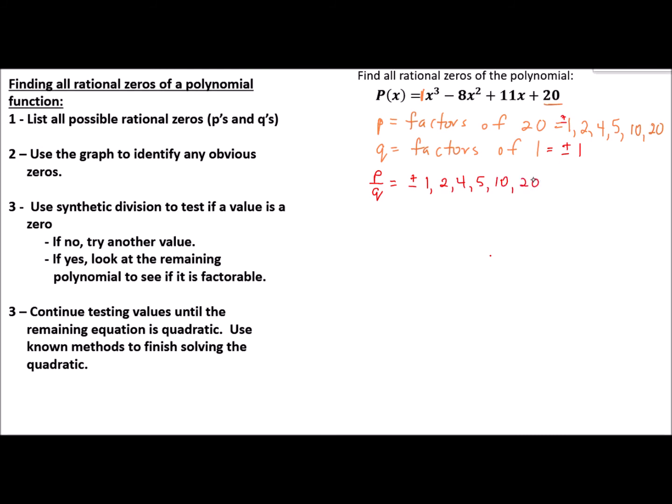Okay. Now, in the last part, we also saw how to find the zeros by looking at a graph. So we're going to start with looking at the graph.